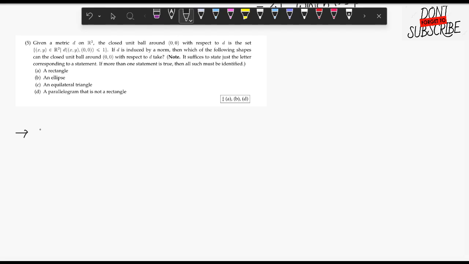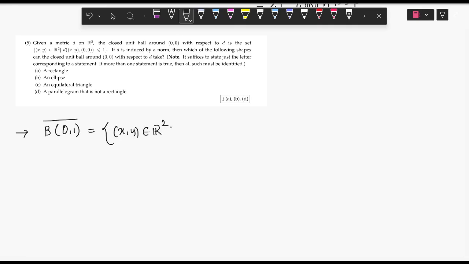So the ball, if we write B(0, 1), and as this is a closed unit ball, I am writing B bar is equal to the set of all such (x, y) belonging to R2 such that D of (x, y), (0, 0) is less than or equal to 1.